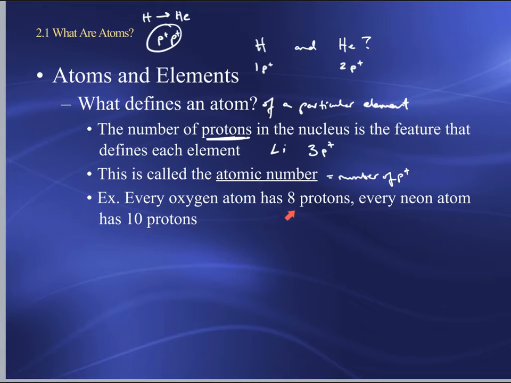Again, for another example here, oxygen always has 8 protons. Every neon atom always has 10 protons. If you change the number of protons, you've changed the element. If you manage to remove one of oxygen's 8 protons, it's no longer oxygen, it behaves as nitrogen. That's what we consider it.